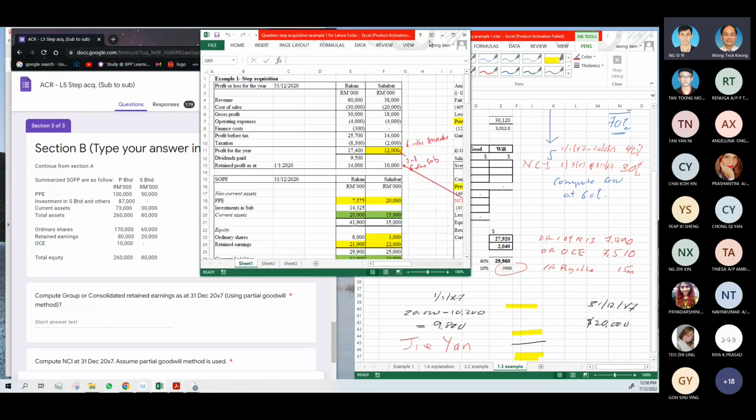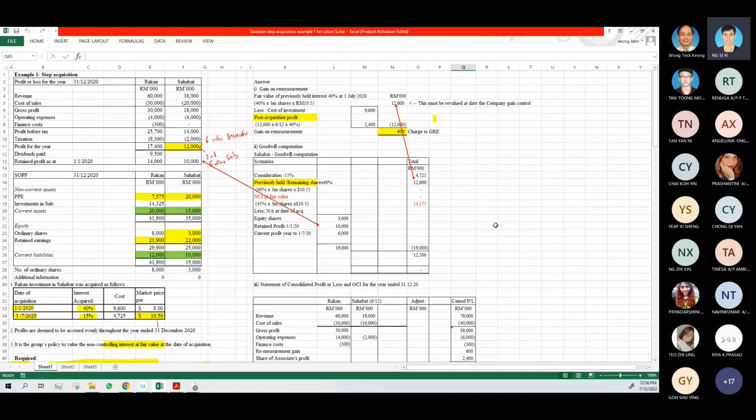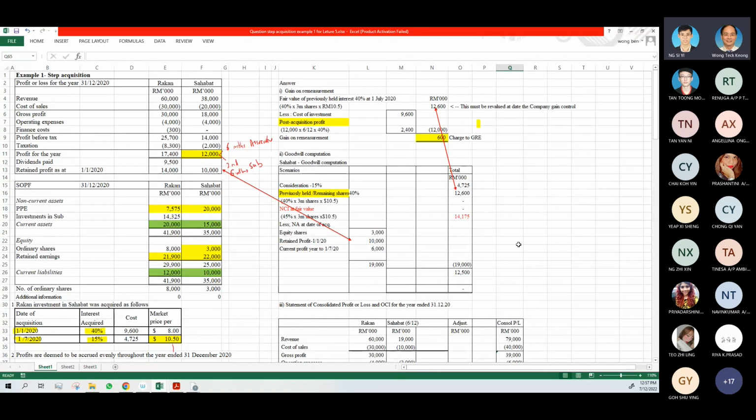They give you a much more comprehensive example. So this is on your question, step acquisition example for lecture. Example 1 here. So this is a past midterm exam.